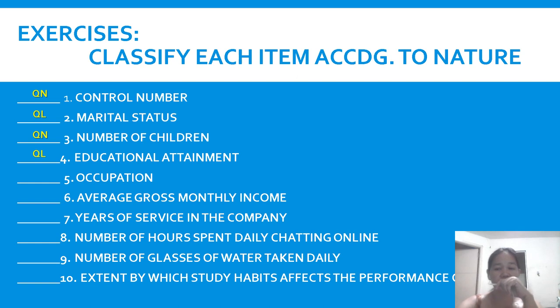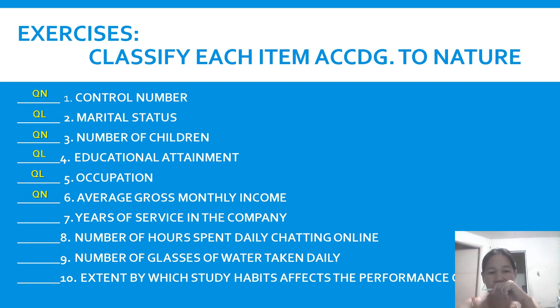Number 4, educational attainment is elementary. So these are in categorical form: elementary, high school, senior high school, college, or graduate studies and postgraduate studies. Then we have occupation, which is qualitative. We have different types of categories and characteristics of an occupation, like teacher, engineer. They have different classifications.